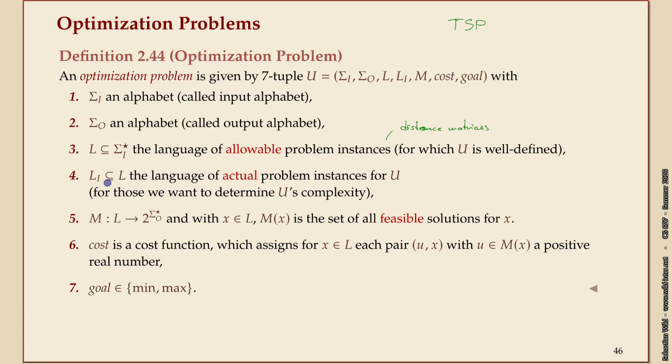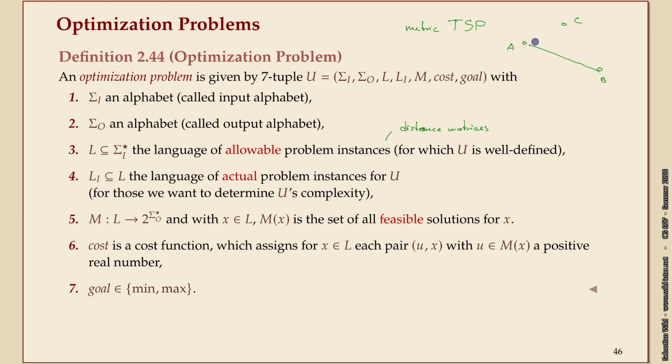Then maybe not all of these instances are really relevant for this problem. I guess for TSP, the two would be the same, but maybe you want to restrict TSP to a certain variant. To make this clear here, let me say it's metric TSP, where the distances have to satisfy the triangle inequality. So metric means if you have cities here, A, B, C, and you go from A to B, that cannot take you longer than going from A to C and then to B. So the distance from A to B should be at most the distance to go via C, the detour. Okay?